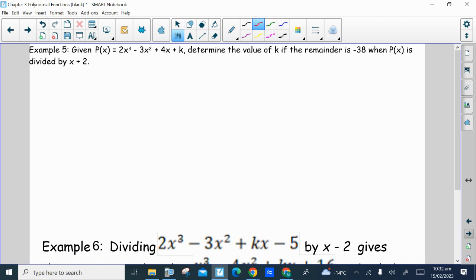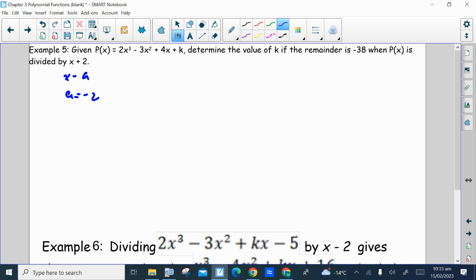Determine the value of k if the remainder is negative 38 when p of x is divided by x plus 2. When you divide p of x by x plus 2, you're going to get a remainder of negative 38, which means if you compare x plus 2 to x minus a, you should look at that and realize that a would have to be negative 2. You'd have to put a negative 2 into this expression x minus a so that it became x plus 2. That's our a value.